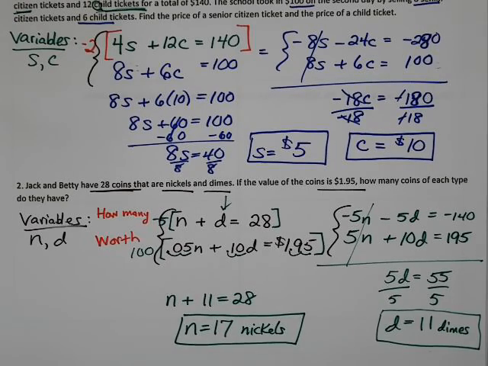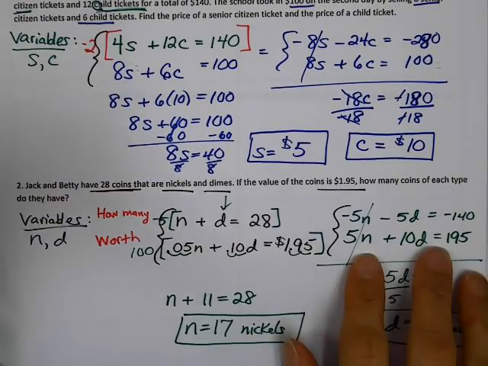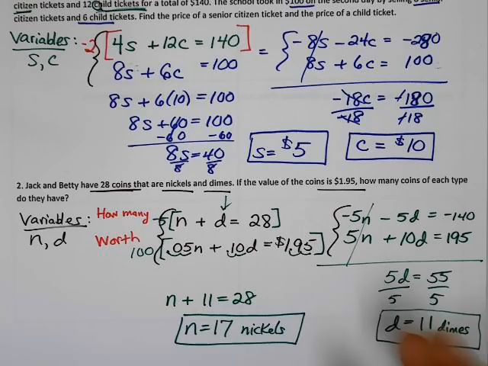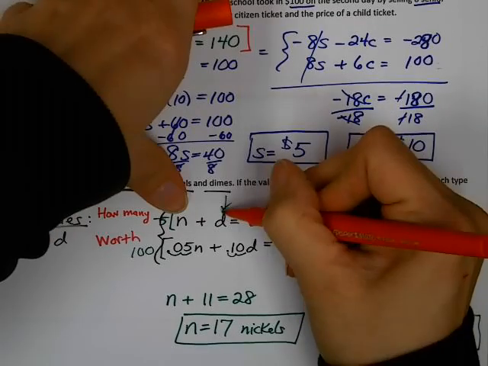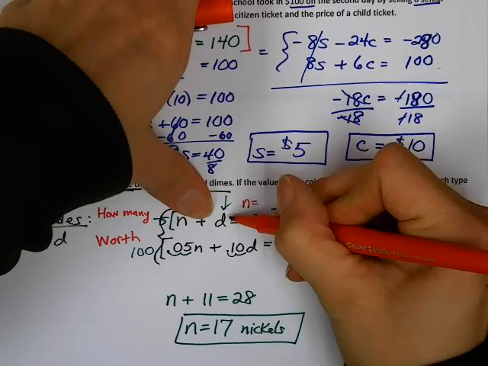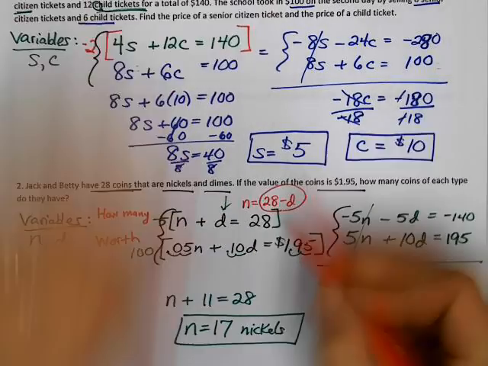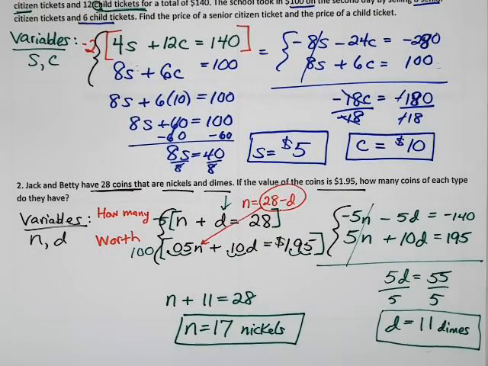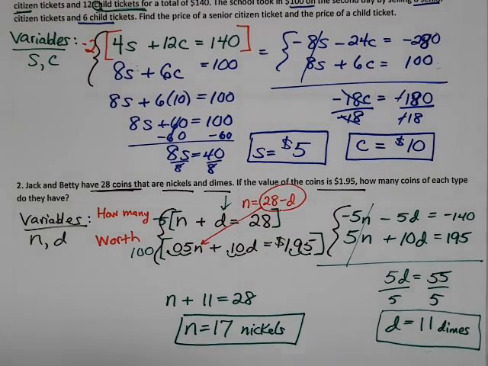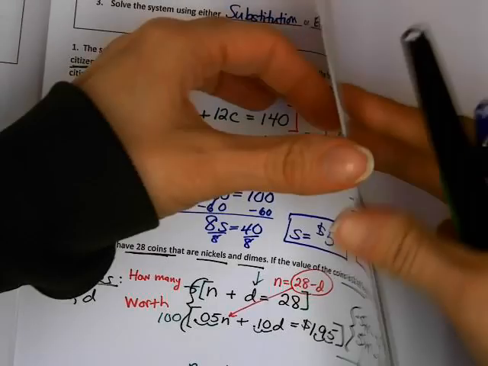Okay. If you don't like the decimals or multiplying by 100, we could always do substitution. What we could have done was maybe moved the d over. We could have said n equals 28 minus d, and we could have substituted this in right there and did a substitution problem with decimals if you like. Whatever method you're better at, I say go ahead and use.